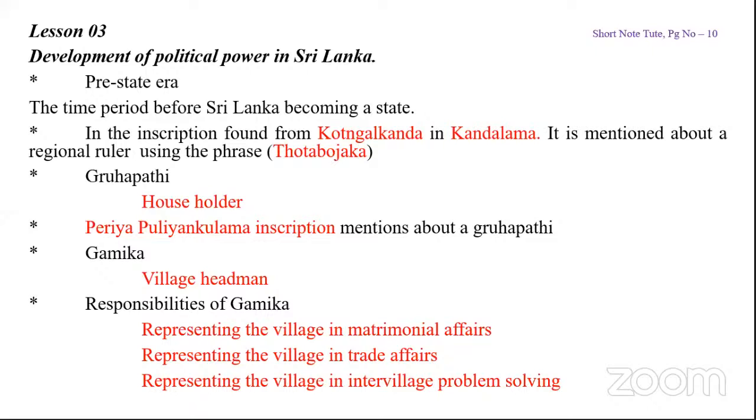In those matrimonial relationships, the one who represented the village was the Gamika. He also represented the village in trade affairs. When doing trade, one person represented the village and took the leadership. He was the Gamika, the village headman. He also represented the village in inter-village problem solving. There were problems among villages, and in solving those problems, one person represented the village. He was the Gamika, the head of the village.